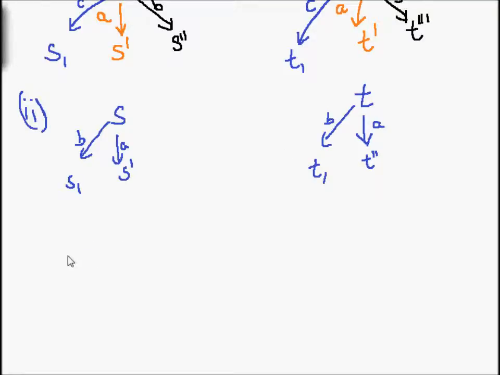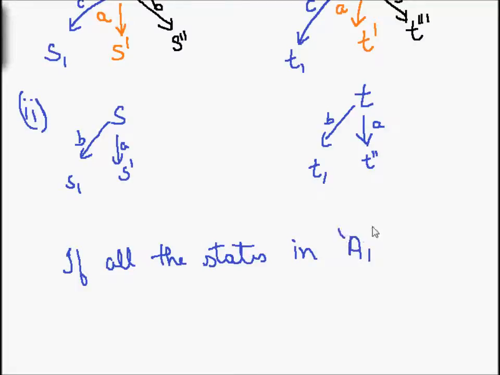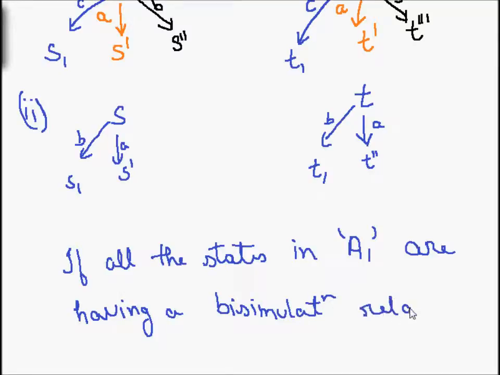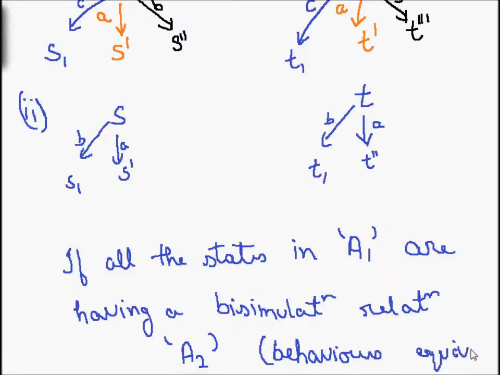If all the states in label transition system A1 have a bisimulation relation with all the states in transition system A2, then we can tell that the behaviors are equivalent. Let me take an example for that. I've already drawn an example.